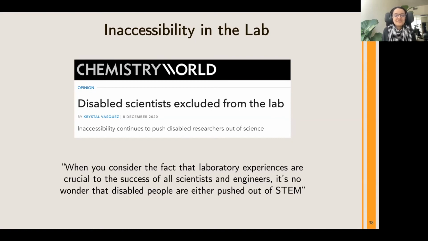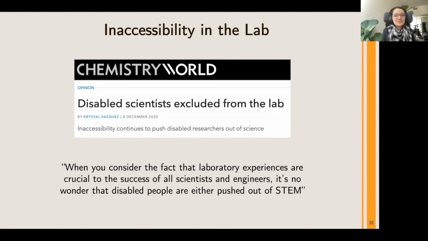We have to consider that laboratory experiences are crucial for the success of all scientists and engineers. All students eventually need to take a lab course at some point in their education. And so it's no wonder that there's such a sharp drop off as you move through the academic pipeline.